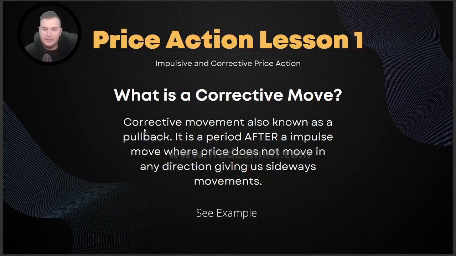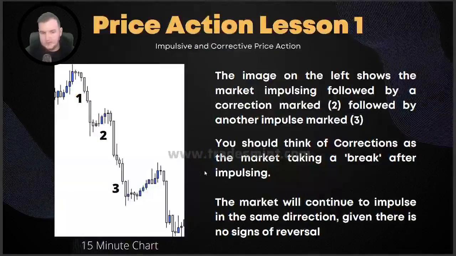Then we need to understand a corrective. So just like we've spoken about impulses, there is corrective price action as well, which we consider a corrective move. Corrective movement is also known as a pullback. So this is when price takes a break. It is a period after an impulse move where price does not move in any direction, giving us sideways movements. Okay, there's an example coming here.